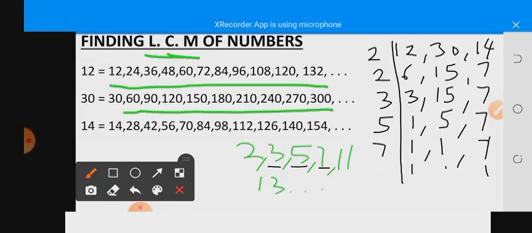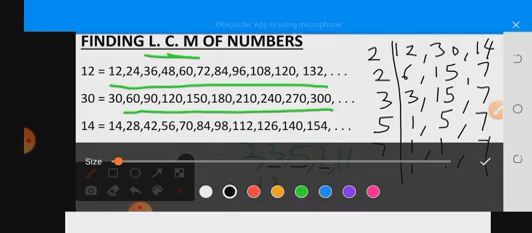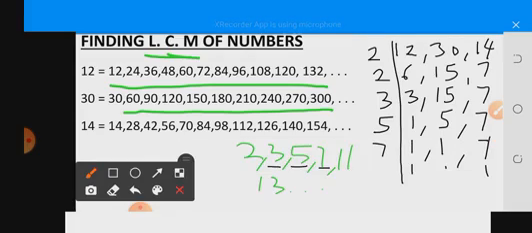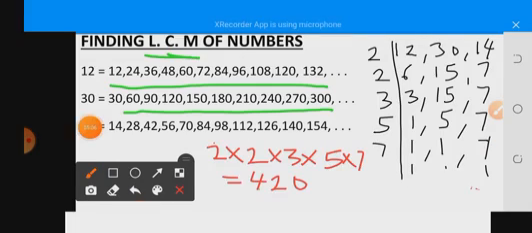Now that gives us the LCM of 12, 30 and 14. 2 times 2 times 3 times 5 times 7 will give you 420. So this 420 is the least common multiple of 12, 30 and 14. That is, it's the smallest number that can be divided by 12, 30 as well as 14 without a remainder.